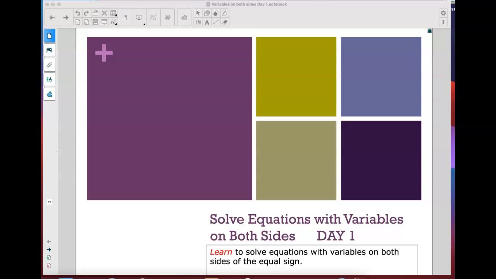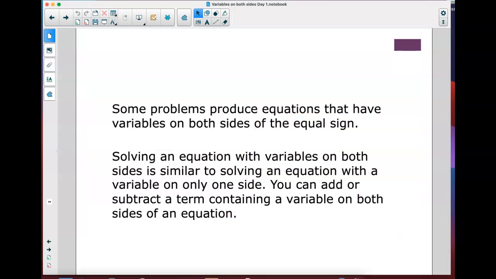We're going to look at solving equations with variables on both sides. Tomorrow is going to be the biggest, longest equations that we've seen, like I showed you at the very beginning. Variables on both sides isn't so bad. I think you'll actually find this fairly simple.